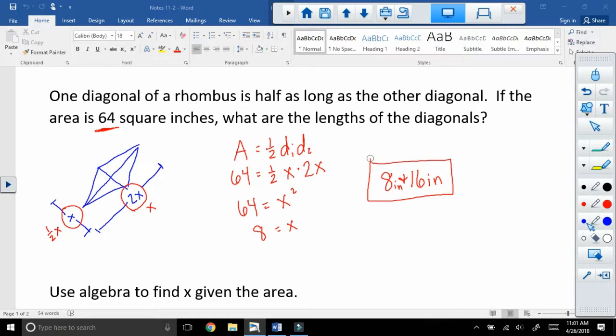When I get done with questions like this, I always like to go back and reread it and make sure that this makes sense. Do I have one half as long as the other? Yes. And then do I also have that the area of these would be 64? If you take those and plug them back in, it's half diagonal 1 times diagonal 2. Questions there?